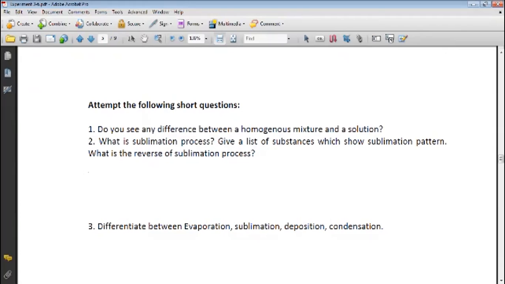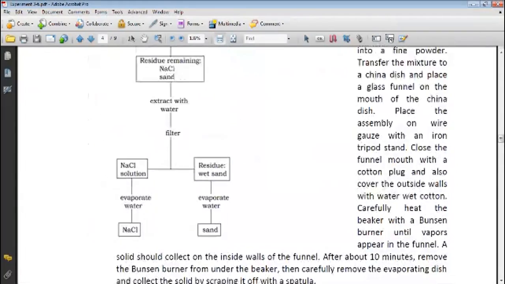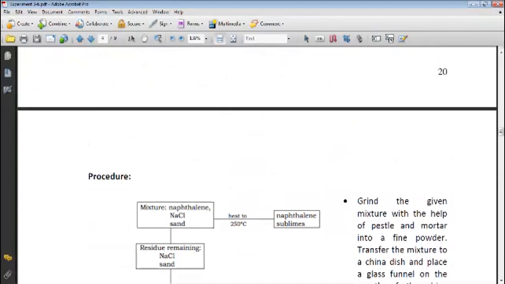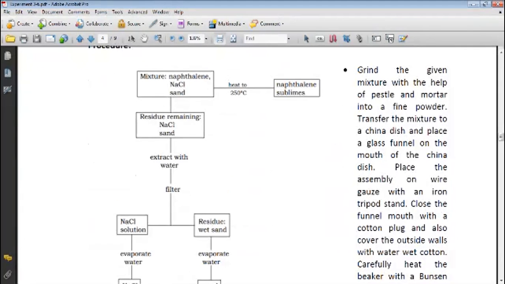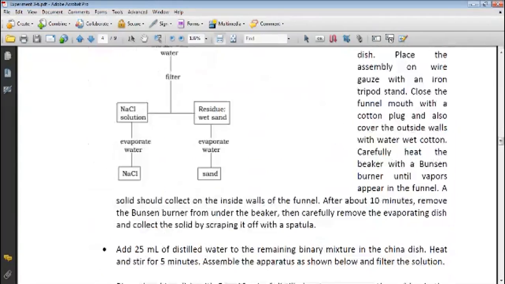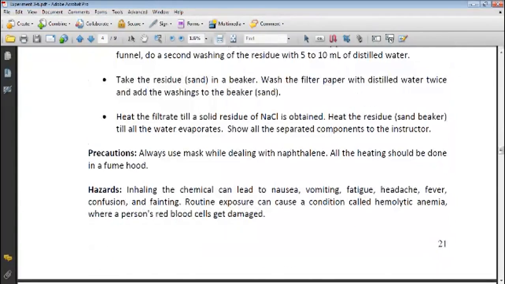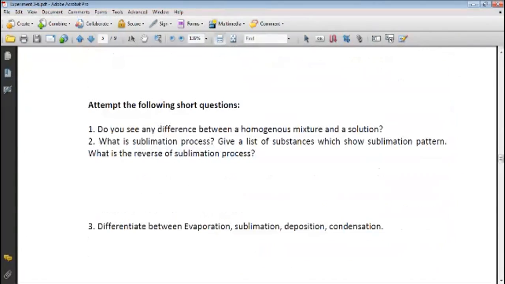So these are the short questions over here. Do you see any difference between a homogeneous mixture and a solution? Can any of you explain what would be the difference between a homogeneous mixture and a solution? Is there any difference as you suggest, or whatever would be your response? Any one of you, please.